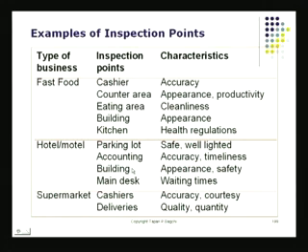These would be the things that the ISO 9000 person will probably ask about: are you doing these things? What are your standards there? And show me some evidence that you're doing it. A supermarket, couple of things there. Cashiers, they check for accuracy and courtesy, of course. And deliveries, quality and quantity. These are the things that a supermarket should be doing its inspection on.